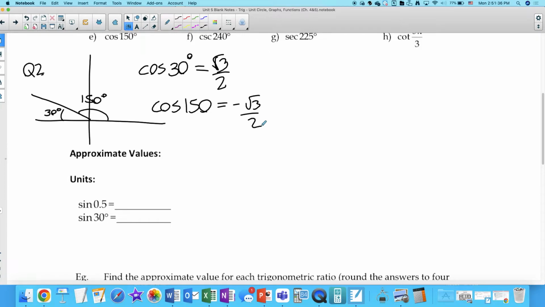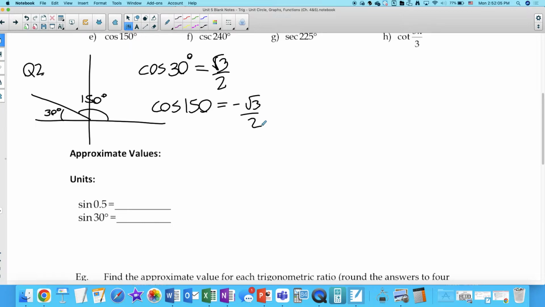So really, there's a couple steps. Number 1, I would draw it. Draw it. Figure out what your reference angle is. Get the trig ratio for your reference angle. Use CAST to figure out if your trig ratio for that angle is positive or negative. You put those together and you've got your trig ratio.